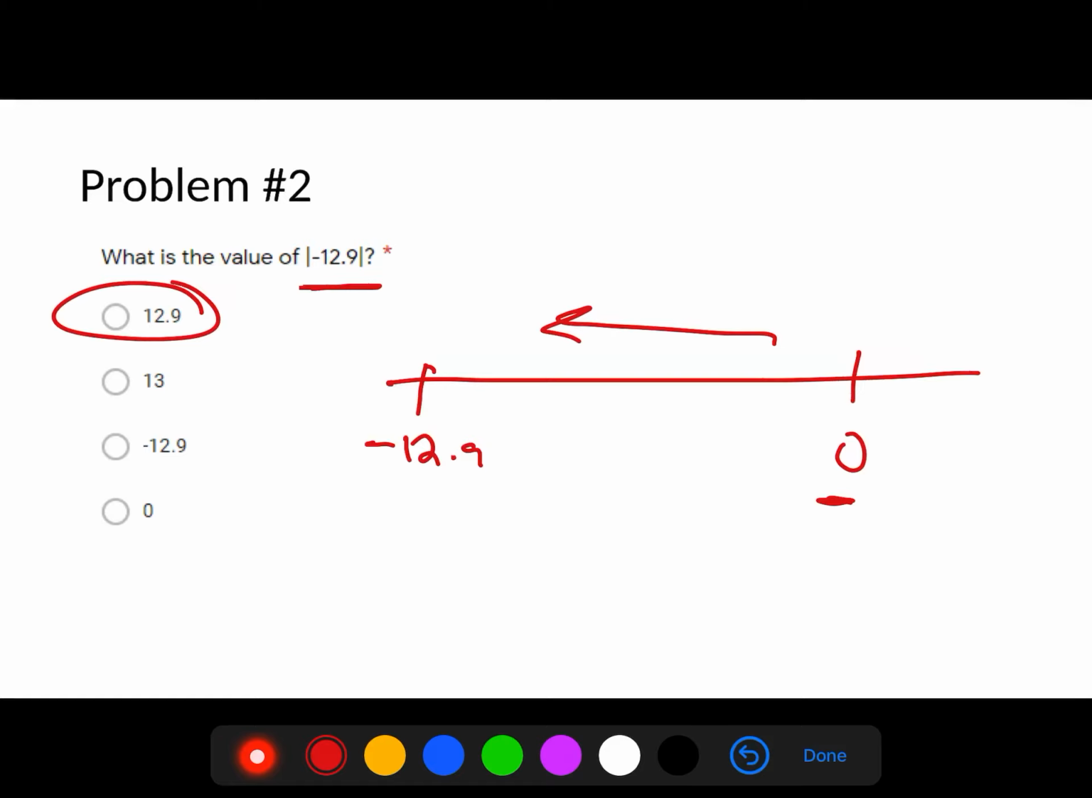So these little lines mean absolute value. They are not ones, okay? They mean absolute value. So when you see them, it's just asking you the same thing as number 1. What is the absolute value of negative 12.9? Once again, it does not mean opposites. The absolute value of positive 12.9 is also 12.9 because it is 12.9 spaces away from 0.